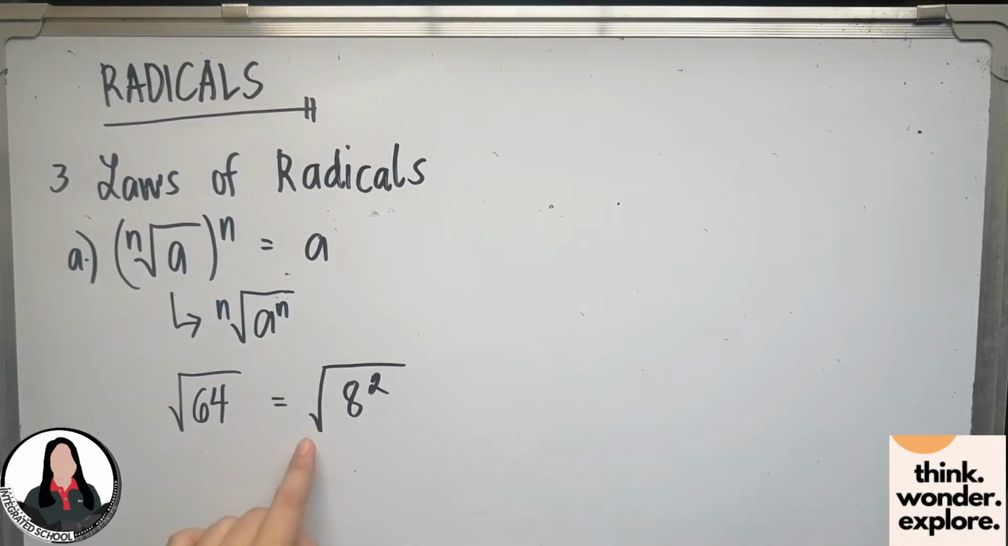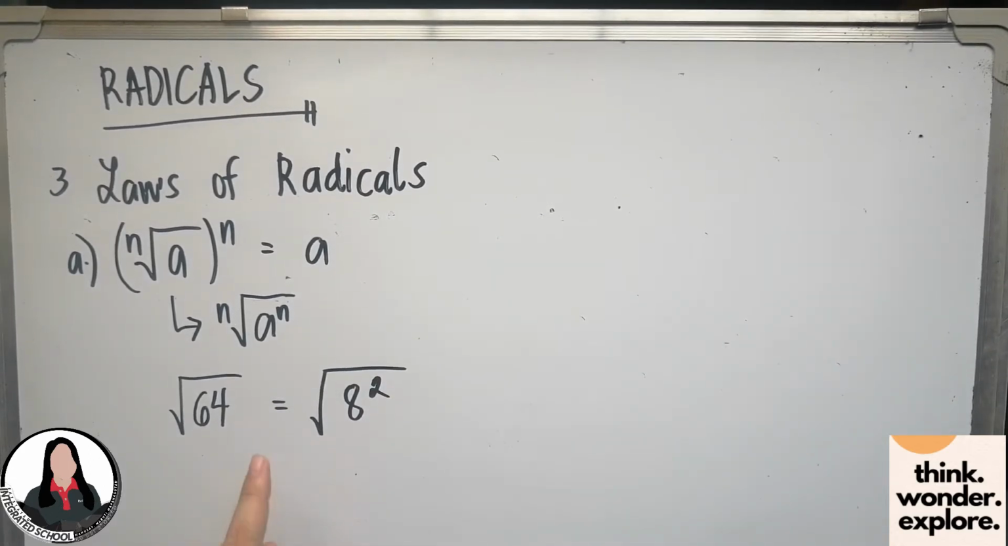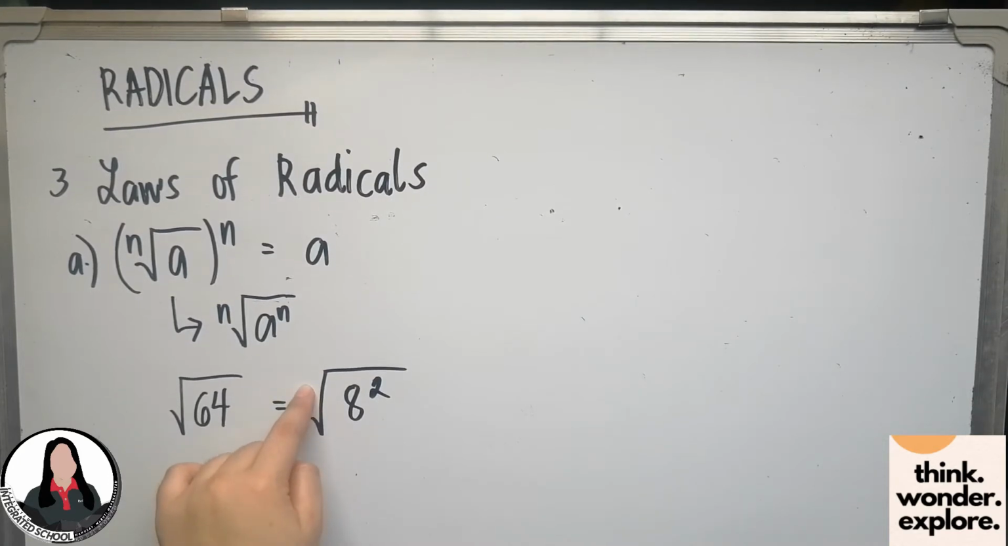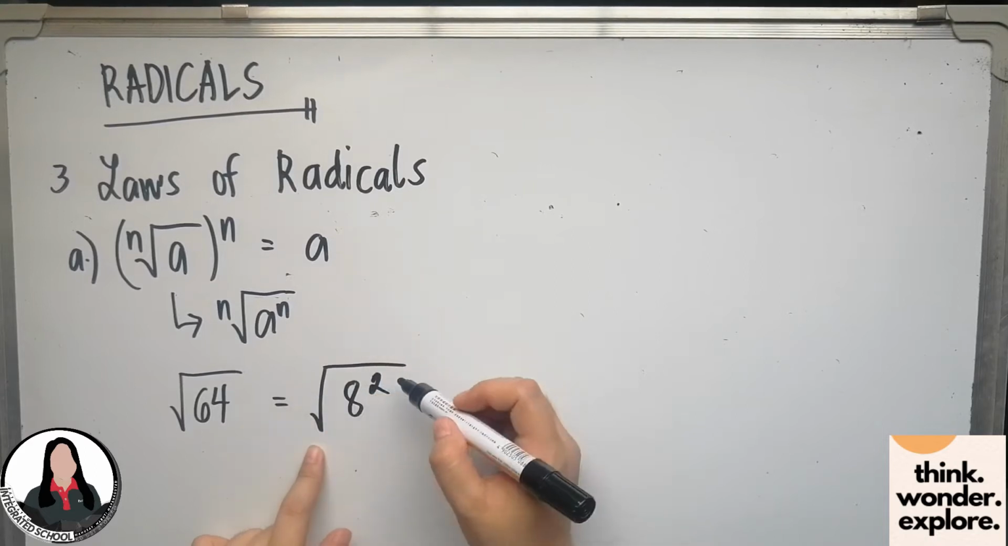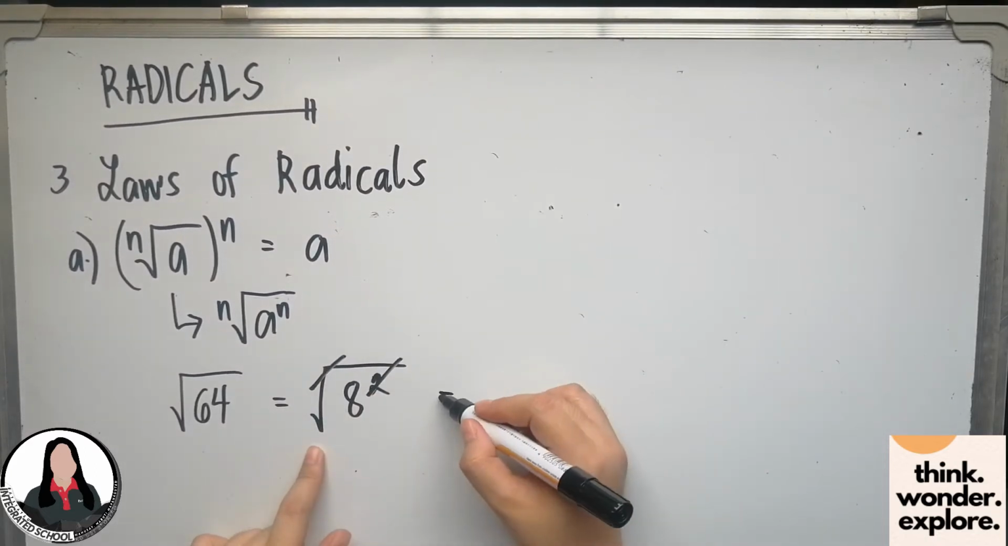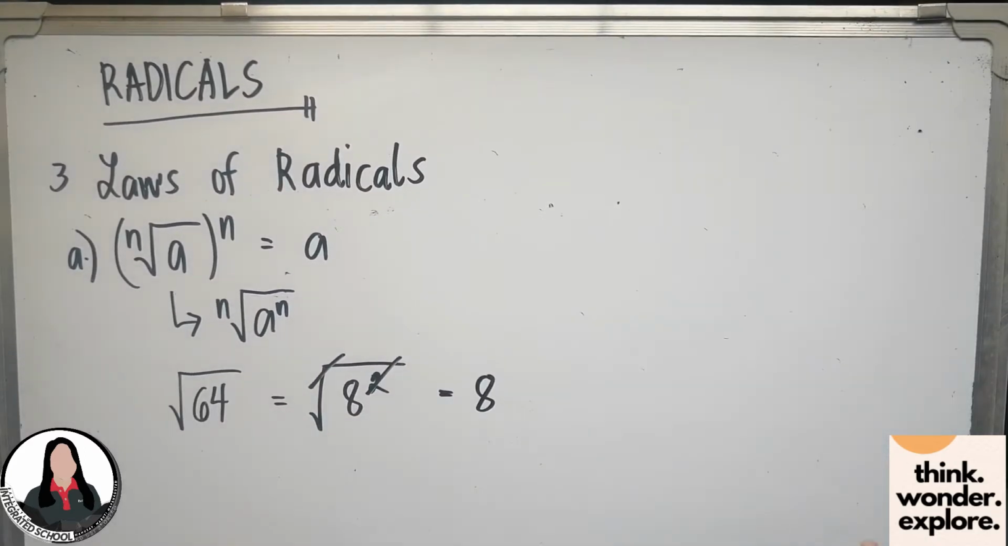So, since a square root or a radical sign without an index, hindi na nakasulat dito ang index, implies a square root. Therefore, ang kanyang index ay 2. So, pwede natin itong makancel which will give us 8. Let us have another example.